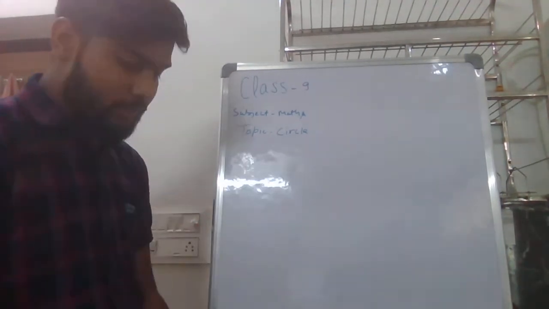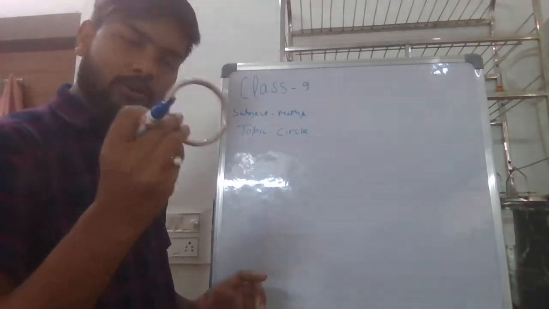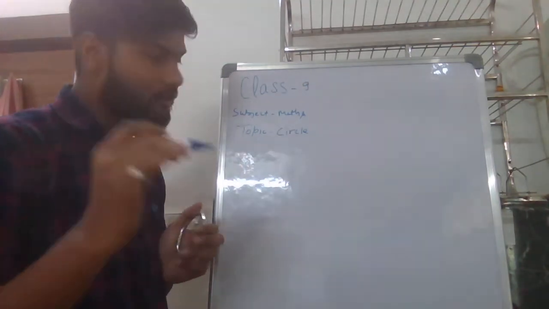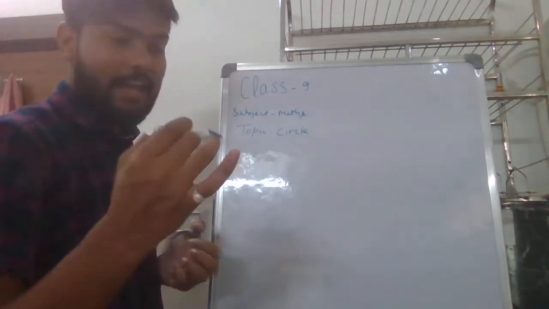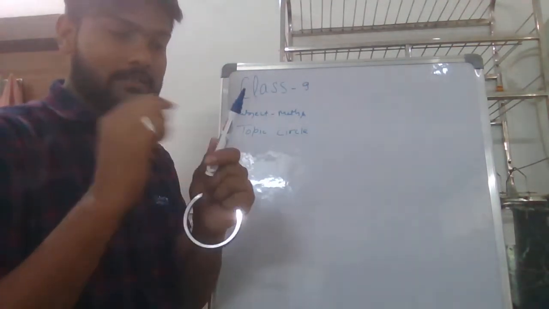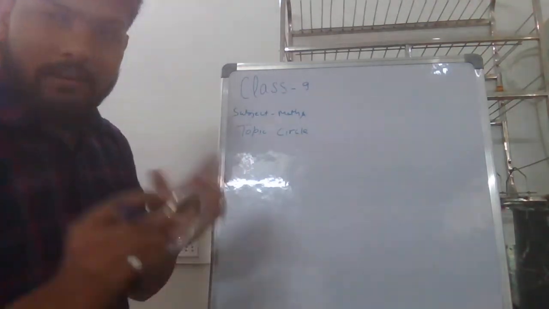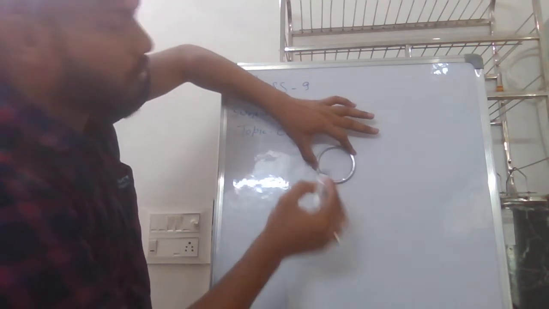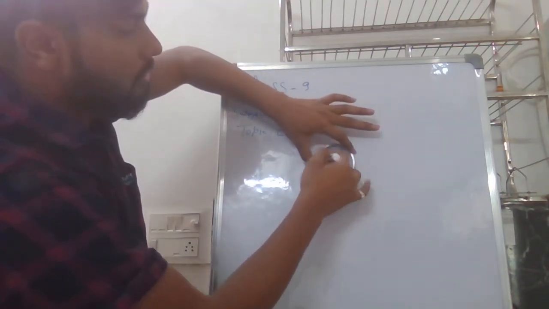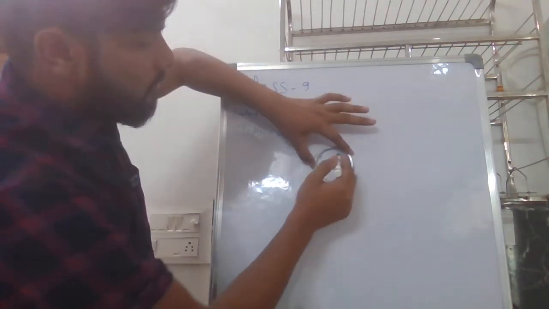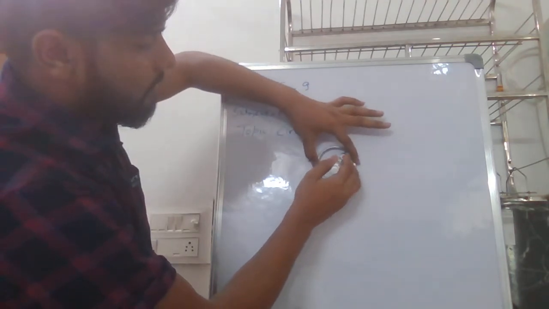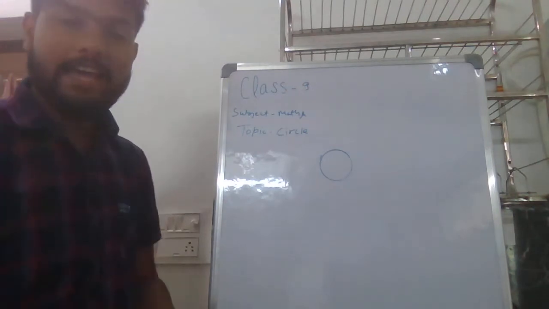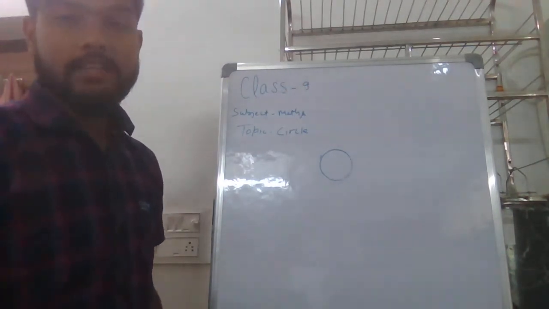I will use this bangle to draw a circle, because I cannot draw it with a compass, as the compass will not attach on the board. It will not be big, so please draw it too. Wait a minute. Okay, very good. Like I have drawn, you also draw this circle.